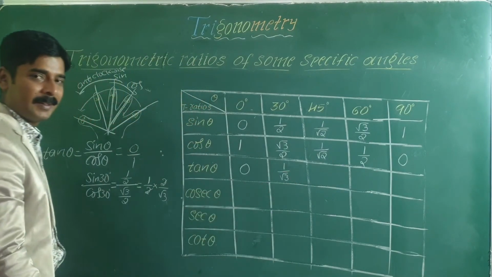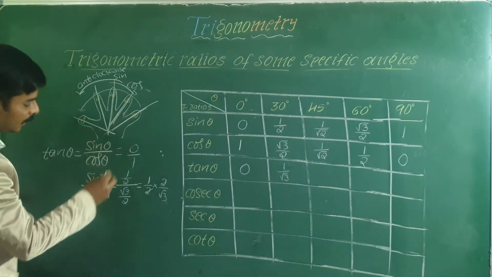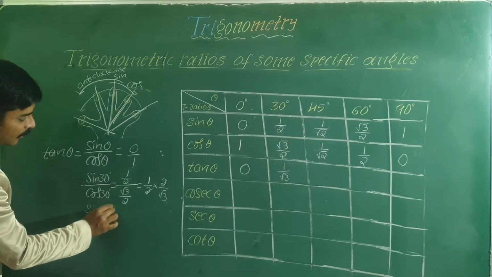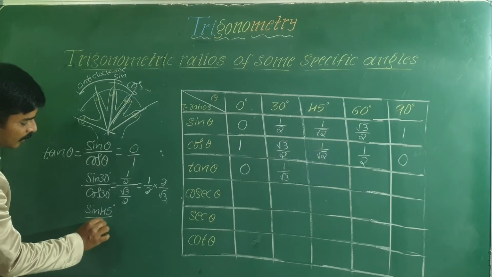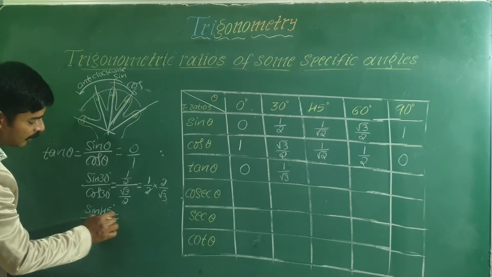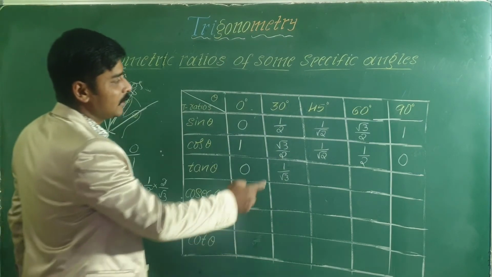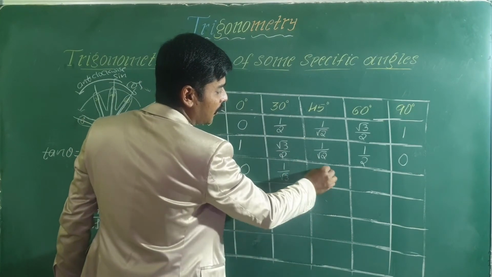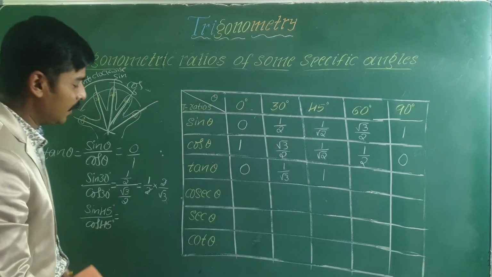1 by root 3. Similarly, you take tan 45. Tan 45 is sin 45 by cos 45. Sin 45 is 1 by root 2 divided by 1 by root 2. 1 by root 2, 1 by root 2 will get cancelled, and you get it as 1.